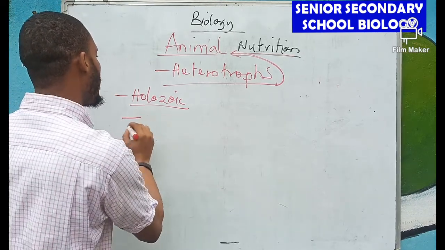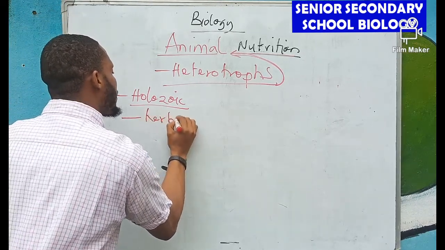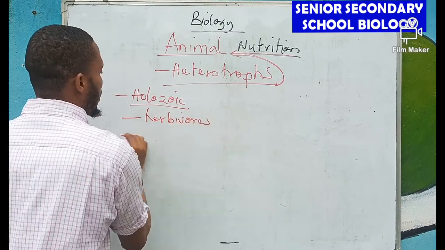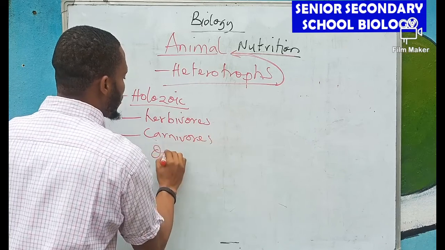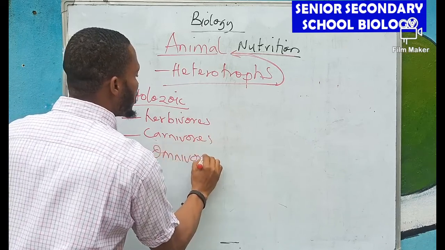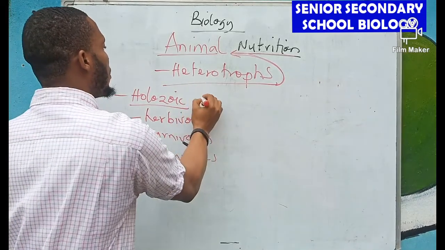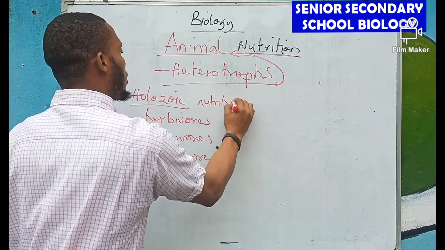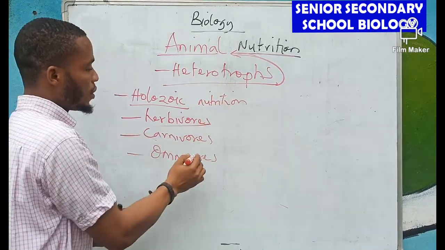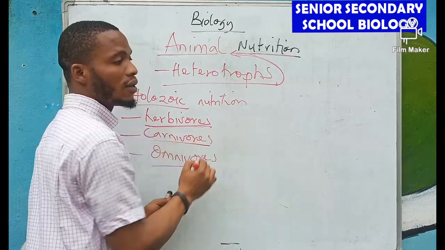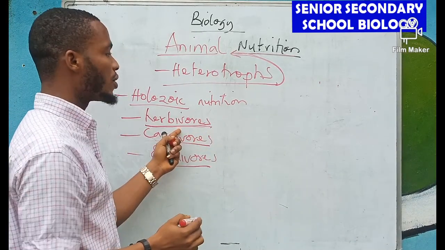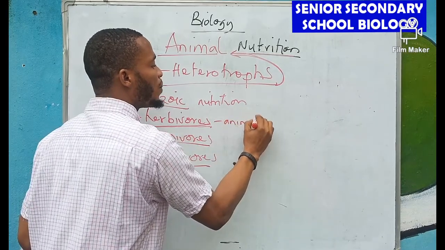We talk of what? The herbivores, the carnivores, and then we have the what? The omnivores. These are the three major types of holozoic nutrition. We have the herbivores, the carnivores, and the what? The omnivores.